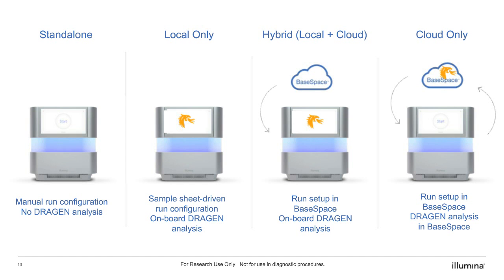Okay, so we have 4 different run setup modes. First, we have standalone mode. For standalone, no DRAGEN analysis occurs on the instrument or in the cloud. Next, we have local and hybrid modes. In both cases, DRAGEN analysis occurs on the instrument. These two differ in where the run is set up. So either you're going to use a sample sheet for local only analysis, or we're going to set up the run in BaseSpace for hybrid mode. Regardless of where the setup is, the analysis still occurs on the instrument. Lastly, we have cloud-only mode. For cloud mode, DRAGEN analysis occurs in the cloud. The run setup is also done in BaseSpace.